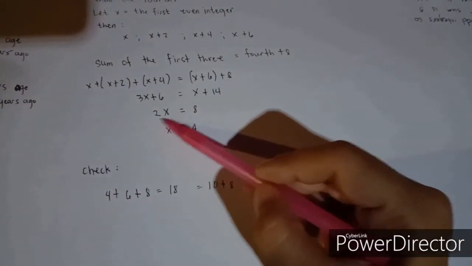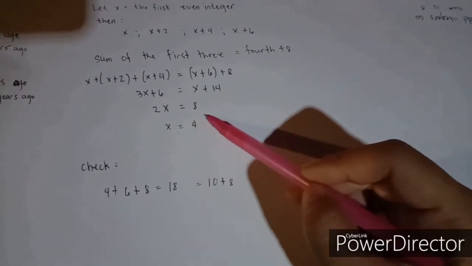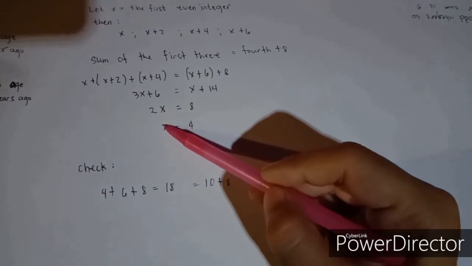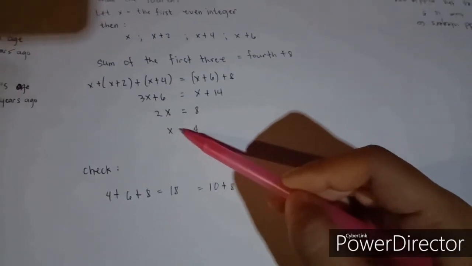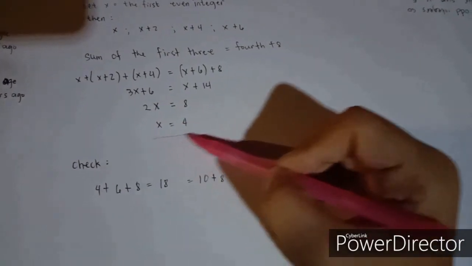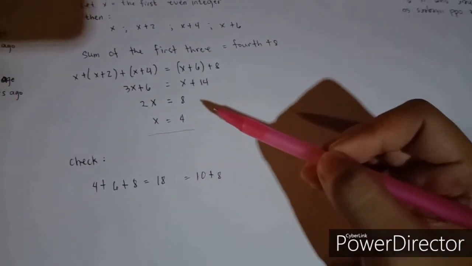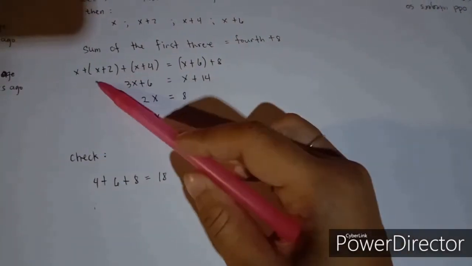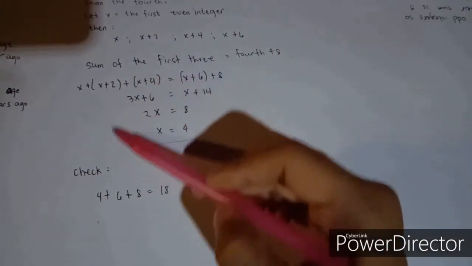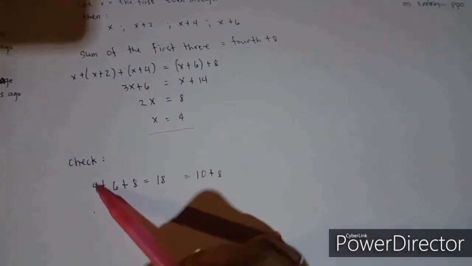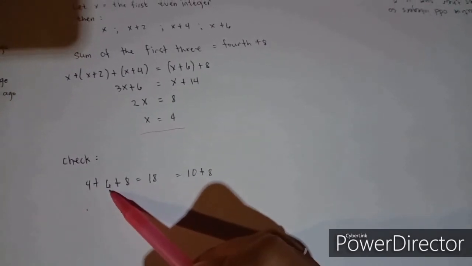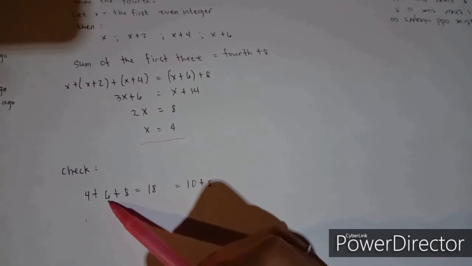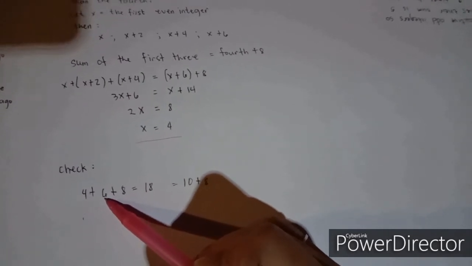So we have to divide both sides by 2, and the remaining of this one will be x, and this one, 8 over 2, will be 4, so our x will be 4. To check, we have to substitute the given x by 4. So 4 is the first integer, and the second integer, 2 plus x, or 2 plus 4, will be 6.